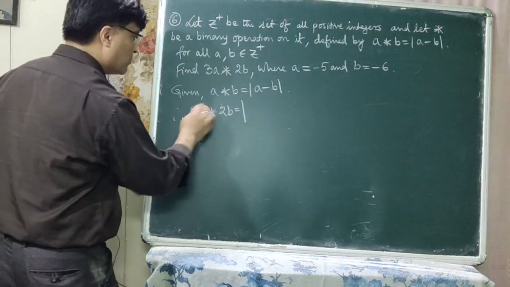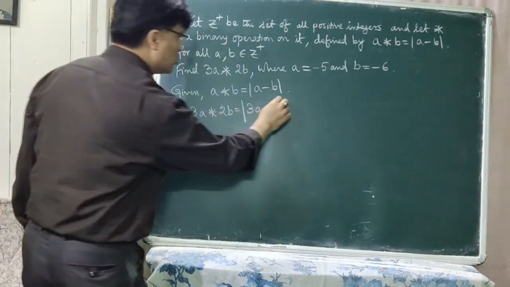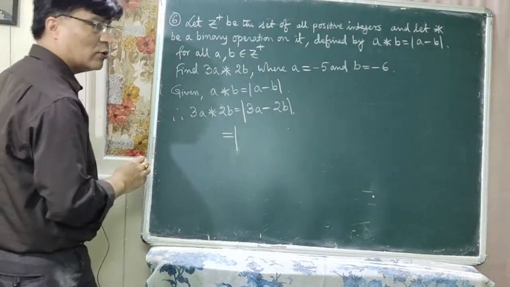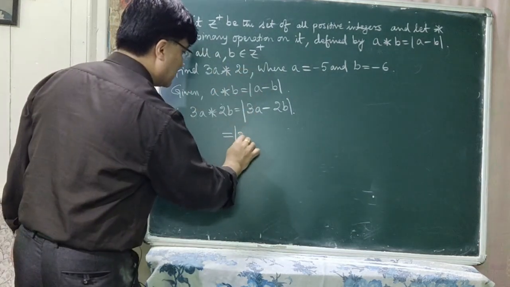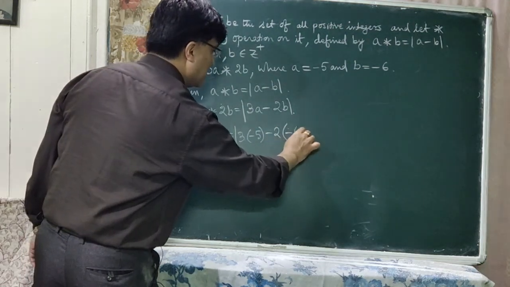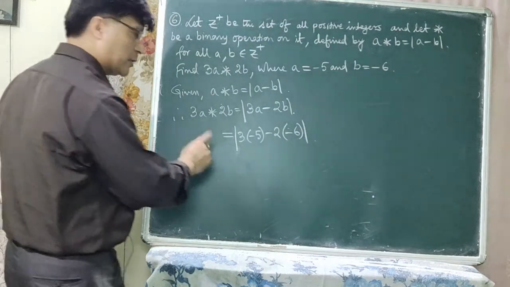So instead of a you have to write 3a minus, instead of b you have to write 2b. Okay, so which is equal to, now what is the value for a? 3 into minus 5 minus 2 into what is b? It is minus 6. So let us find out the value of this expression.